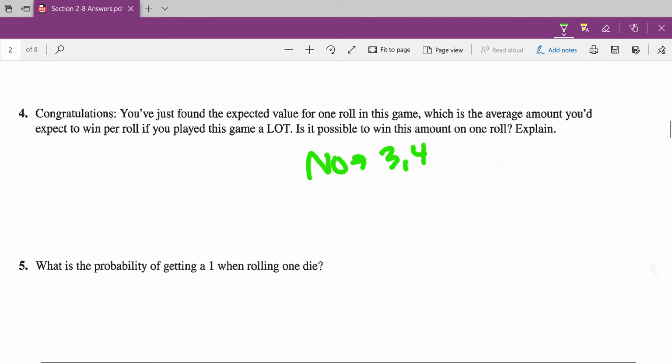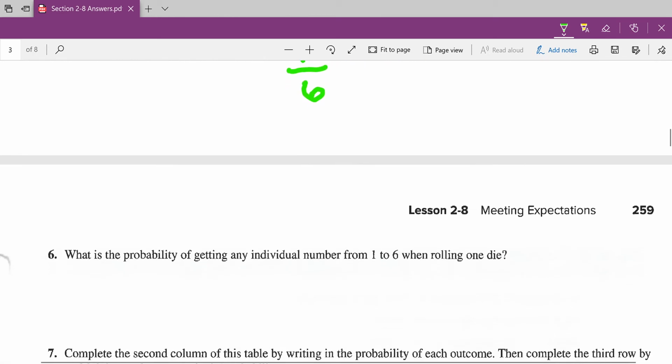Question 5 asks me, what is the probability of getting a 1 when rolling one die? How many 1s are there when you look at a die? There should be just one. How many total sides are there? 6. So the probability of getting a 1 is 1 over 6. Turn to page 259 and we'll continue with this idea.